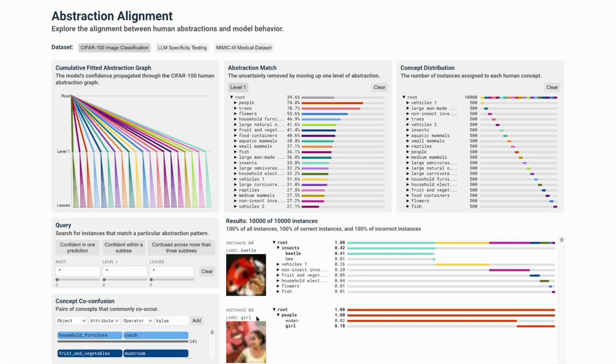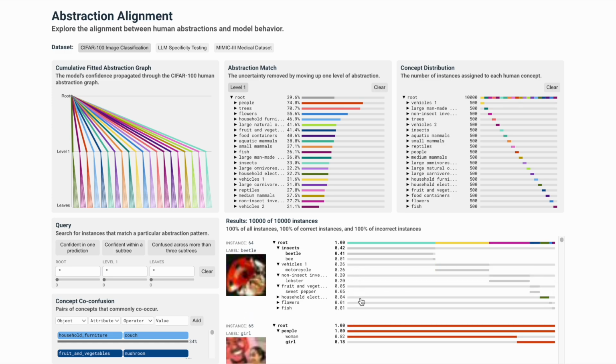For instance, in this image of a girl, the model's decision is split between woman and girl, but it is entirely confident that the image contains a person. Even though it wrongly predicts this image as a woman, we may be willing to overlook this mistake because its decision aligns with our human abstraction that women and girls are both people. Whereas in the image above, the model is confused across 9 classes within 7 high-level concepts. This lack of abstraction alignment is more concerning.